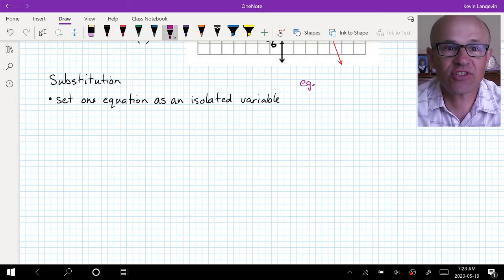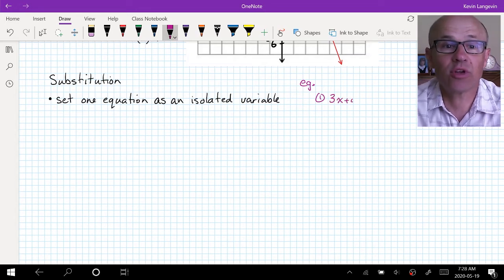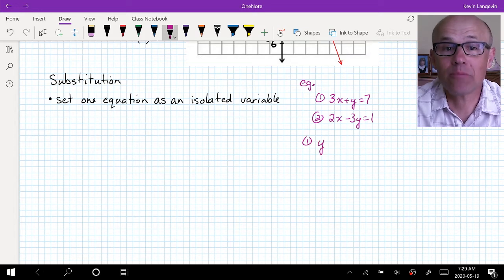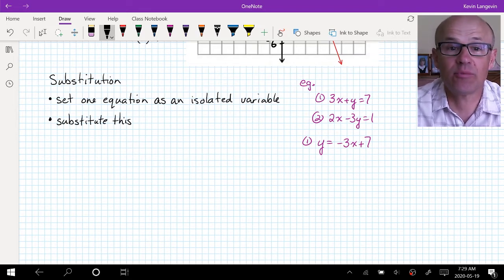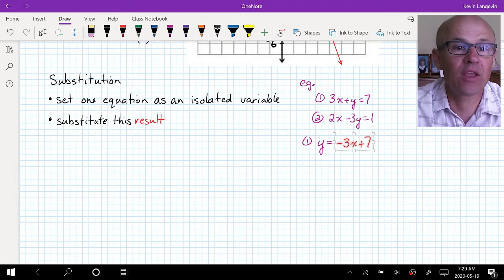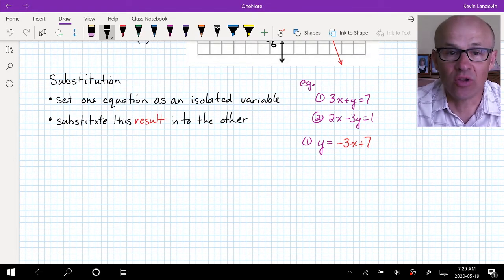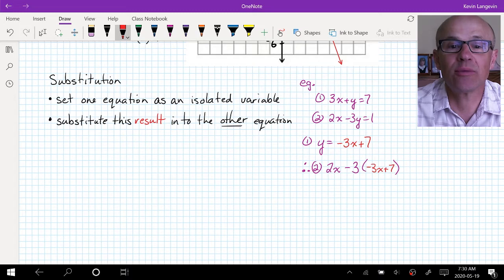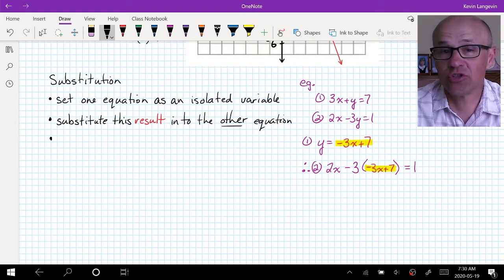So our series of steps to be able to figure this out is, first we want to set one of our equations as an isolated variable. That means we want to get one of them so it says either x equals or y equals. In my example, I've chosen y equals from equation number 1. Step 2, we're going to take this result from equation number 1 and we're going to substitute it into the y position in equation number 2. The rest of equation number 2 we leave as is.